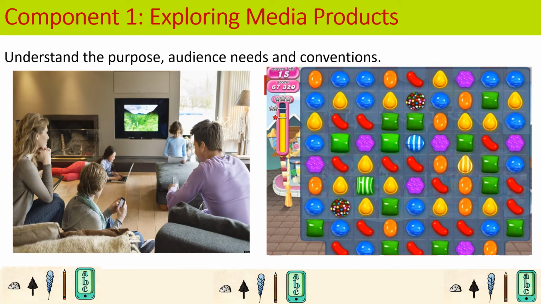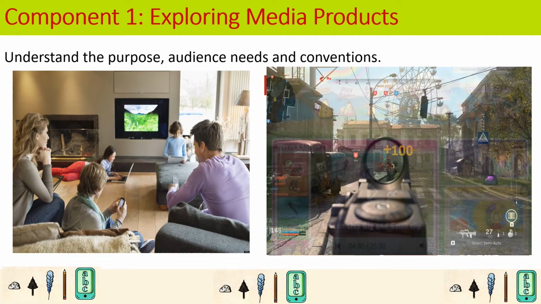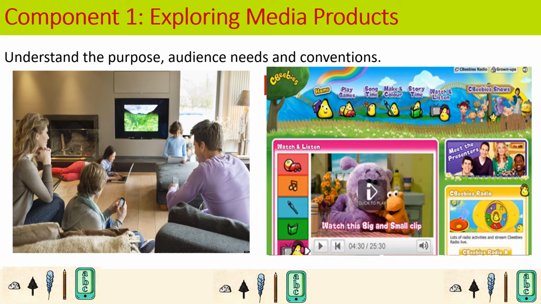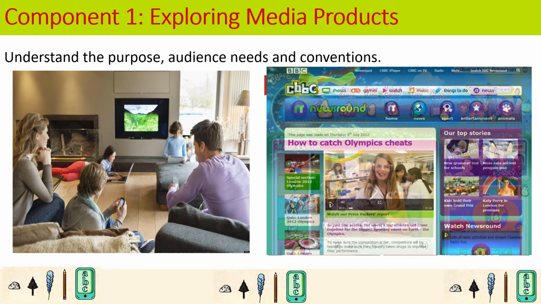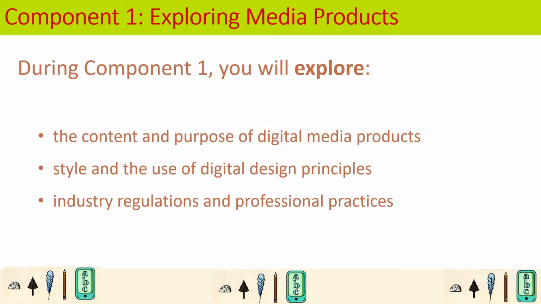We need to understand that products have different purposes. It could be to entertain, to educate or to inform. They also have different audiences. So, how do we make sure our product is suitable for our audience and the purpose while still sticking to the conventions of that product? So, in Component 1, we look at what makes a good media product. You can only make a good media product if you understand what to make. So, we look at the content and purpose, the style and use of digital design principles, and also we need to be aware of any regulations and professional practices within the sector.